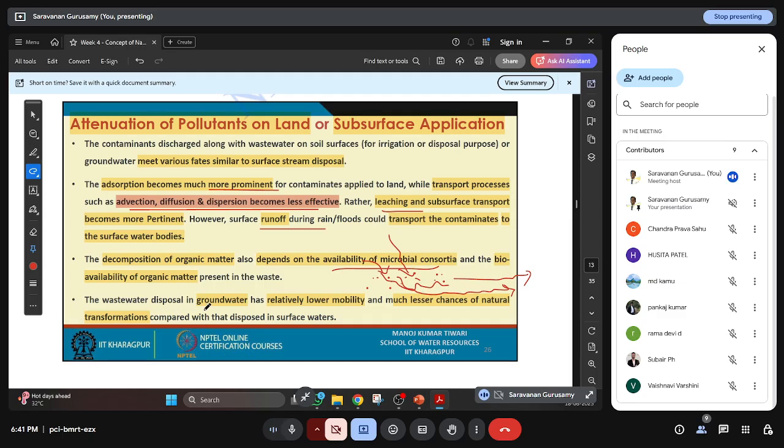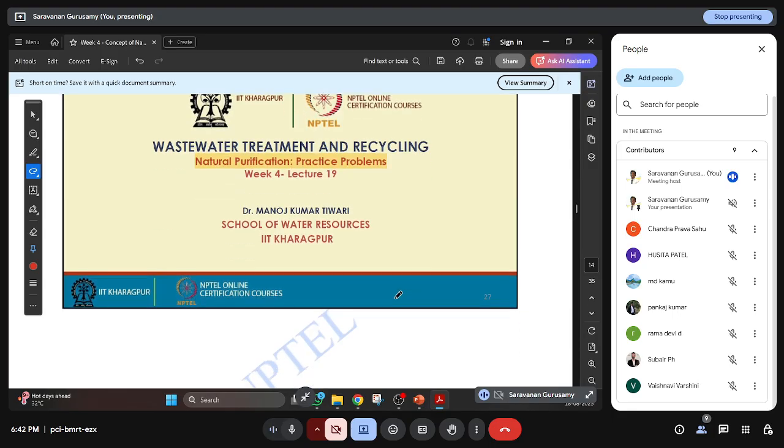Whenever wastewater is disposed in the groundwater, it has relatively lower mobility because it will not be moving fast. It will have less velocity and a much lesser chance of natural transformation. As I mentioned, there is no natural addition of oxygen. So these are the attenuation of pollutants on land and in subsurface water bodies, right?